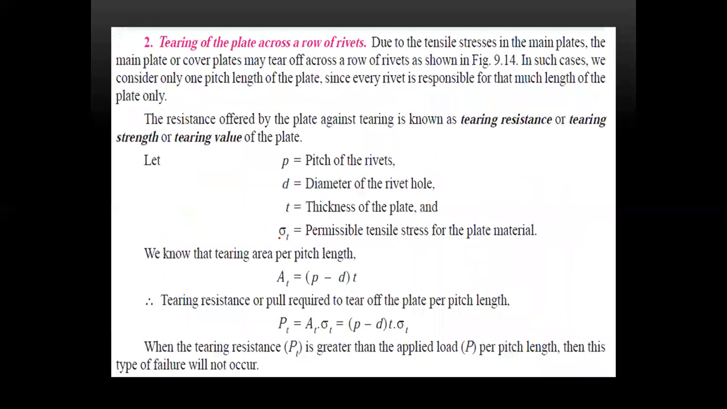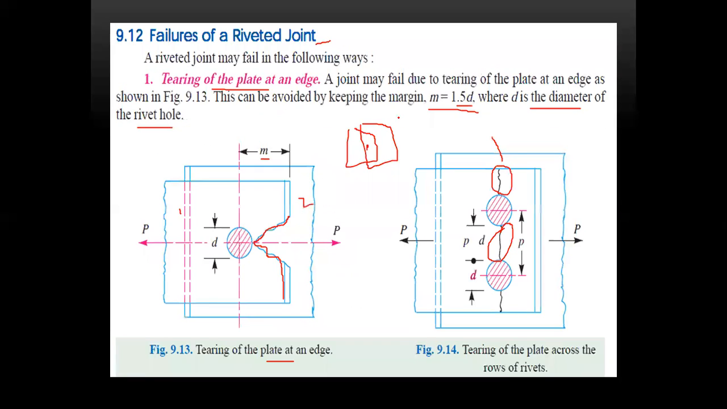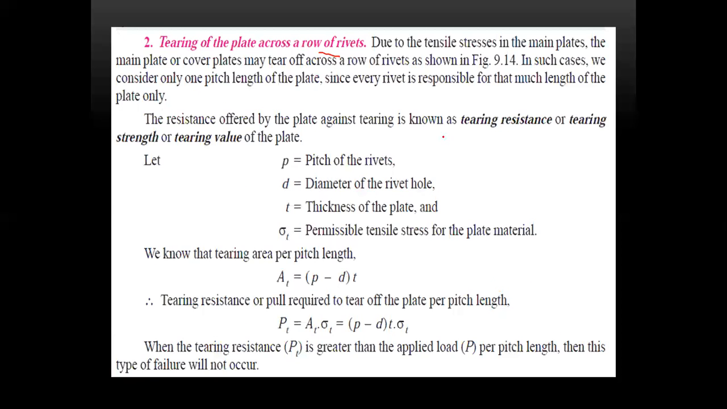Okay, next, tearing of the plate across rows of the rivets. This one is across, see, the black colored rows across the rivets. Here, due to the tensile stresses in the main plates, the tearing of the plates across the rivets takes place. This can be considered for only one pitch length of the plate, since every rivet is responsible for that much length of the plate only. The resistance offered by the plate against the tearing is known as tearing resistance, tearing strength or tearing value of the plate.